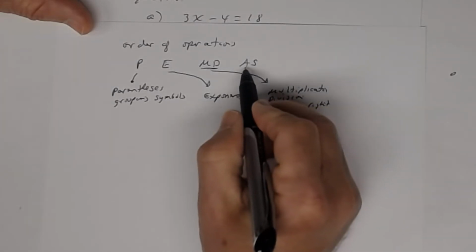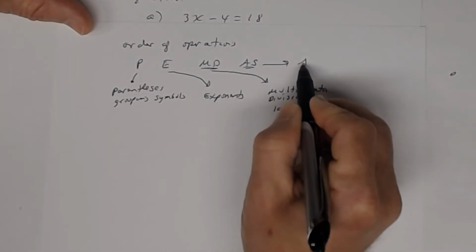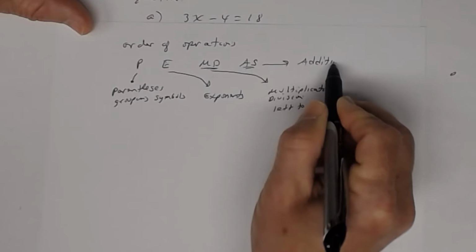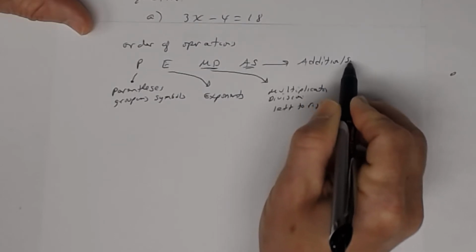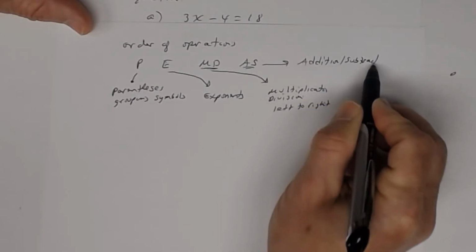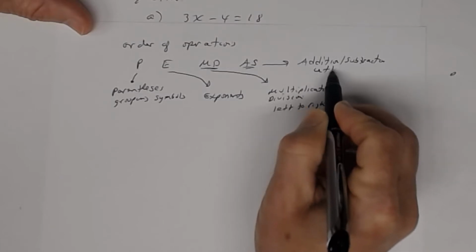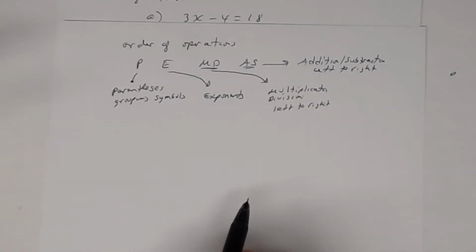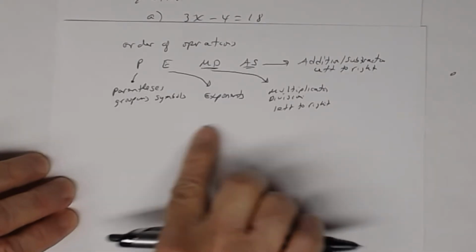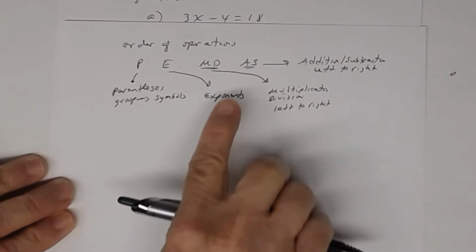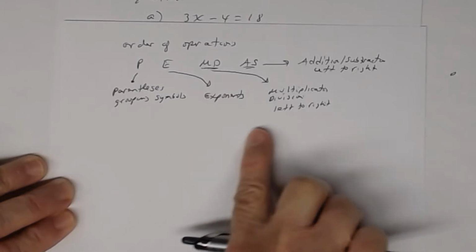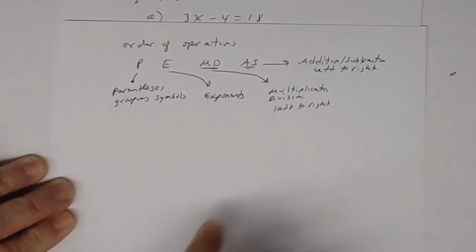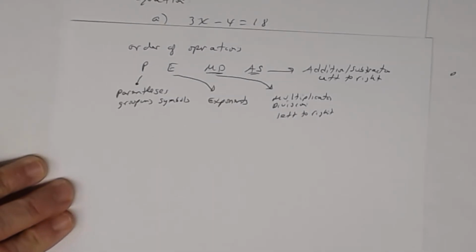And the same thing for addition and subtraction. You do addition and subtraction from left to right as well. So if subtraction appears first, you do it. If addition appears first, you do it as you go from left to right. Take care of multiplication and division from left to right, and same thing for addition and subtraction, left to right.